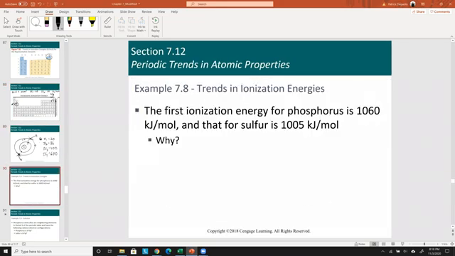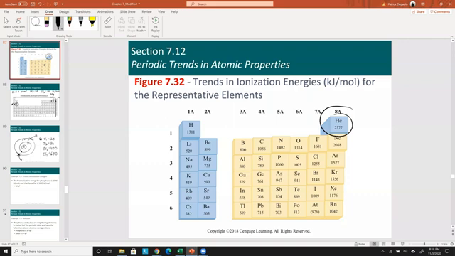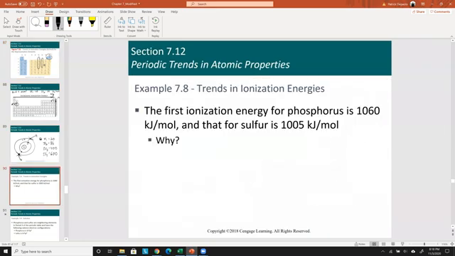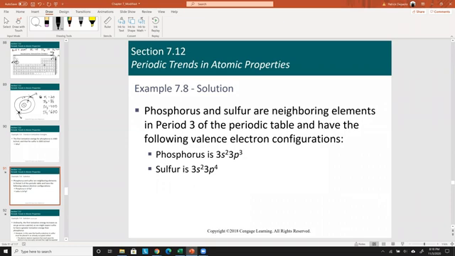Okay, so let's go over exceptions. Now, the first ionization energy of phosphorus is 1060 kilojoules per mole, and for sulfur, it's 1005. So if you look at where they're positioned, for sulfur you'd think it would be more, but phosphorus is a little bit more. And that's really the case for these 3, nitrogen, phosphorus, and arsenic, when compared to oxygen, sulfur, selenium. And the reason has to do with orbitals. So here's why.